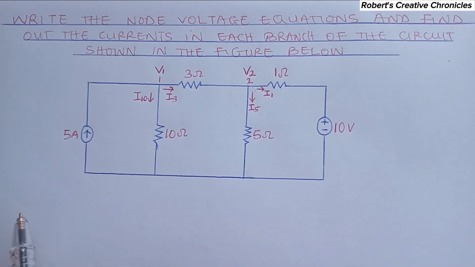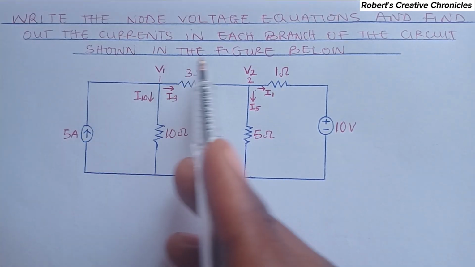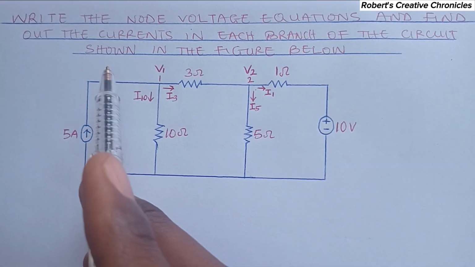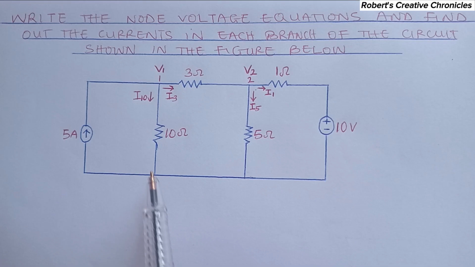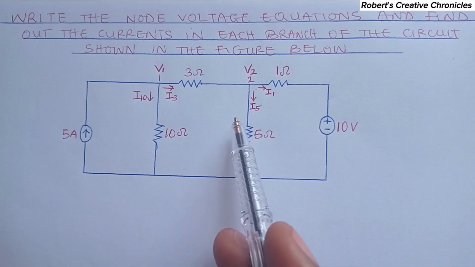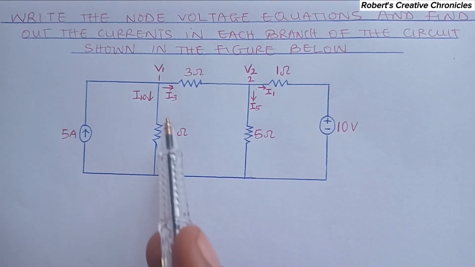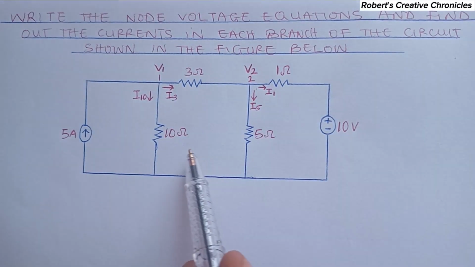So today we'll be solving this question which states: write the node voltage equations and find out the currents in each branch of the circuit shown in the figure below. So this is the circuit. We have to find the node voltage equations and find out the currents in each branch. So here are the branch currents. All the branch currents have been specified.